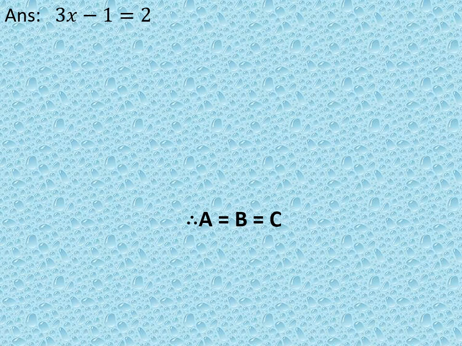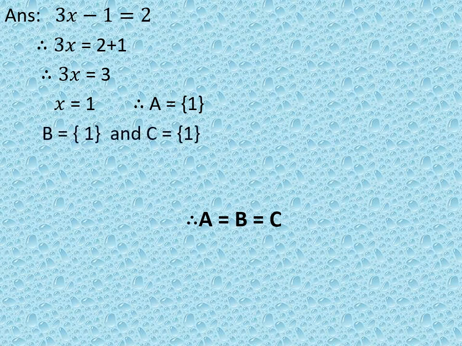Solve the equation 3x minus 1 equals 2. So 3x equals 2 plus 1. Therefore 3x equals 3, x equals 1. Therefore set A is equal to {1}, which means in set A there is one element.